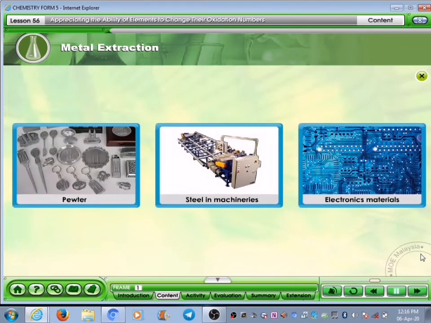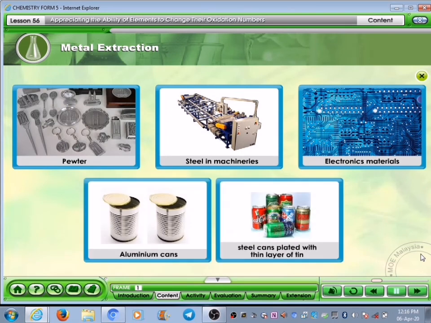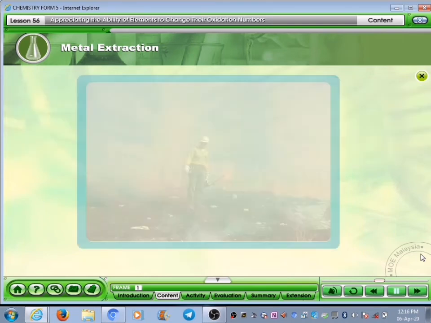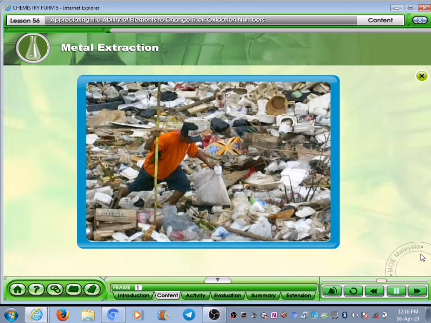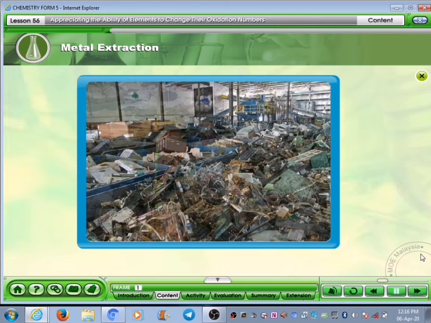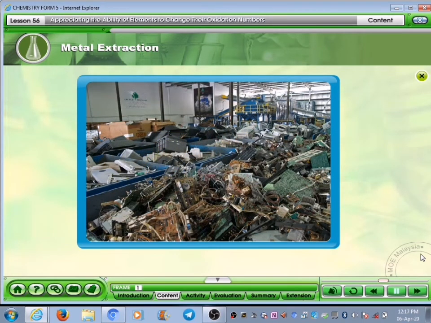Not only do we produce high value-added metal products, but we also make aluminium and steel cans. Where do we throw them after use? Should we burn them in waste-to-energy plants? Should we landfill it, or should we recycle it? If we keep on extracting metals from their ores, soon they will be depleted.